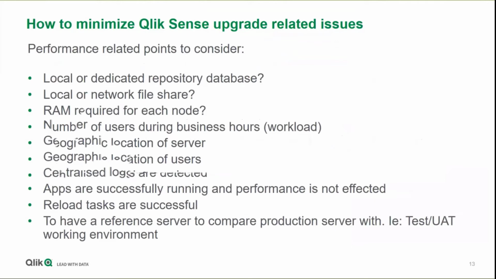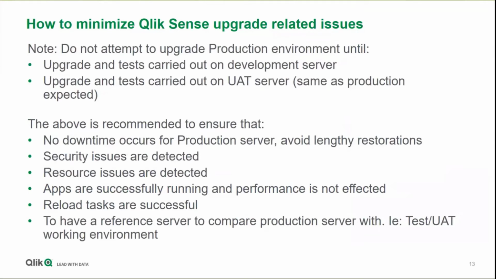So yeah, do not attempt to upgrade production until the upgrade and test are carried out on the development server and approved, and then tested on UAT. It's to make sure, again, to avoid downtime of production, and that no security issues or resource issues are detected, no surprises, apps are running successfully, performance isn't affected, reload tasks are successful, and so on. Because if you have a reference to UAT or development and you know that it works, it's very, very easy to compare that with production later on and narrow down the issue.